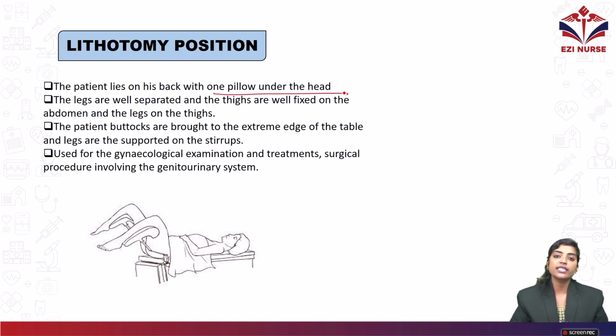In the lithotomy position, for the patient, we keep one pillow under the head. The legs will be separated and the thighs will be flexed on the abdomen, with the legs on the thigh. The patient's buttocks are brought to the extreme edge of the table and the legs are supported on the stirrups.